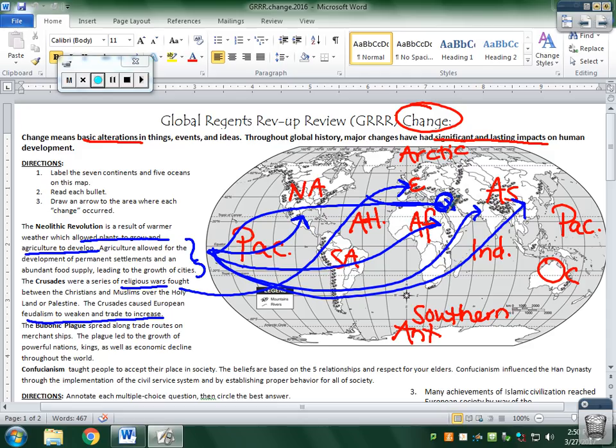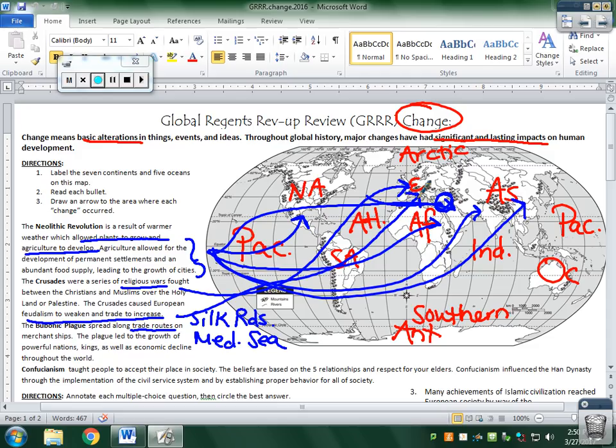The bubonic plague spread along trade routes on merchant ships. The plague led to the growth of powerful nations, kings, as well as economic decline throughout the world. So spread along trade routes. And the trade routes we're looking at there are the Silk Roads and the Mediterranean Sea. So those are the primary areas that we're looking at, okay? It also mostly affected Europe, so we want to go in this direction.